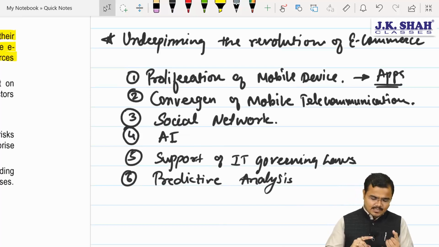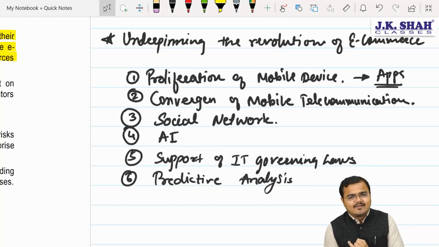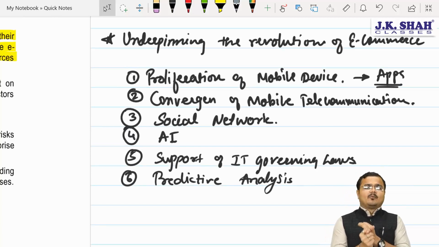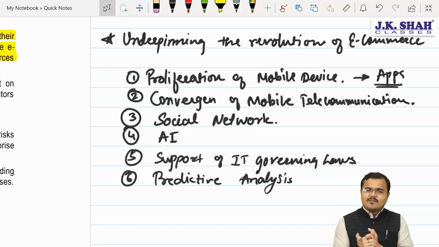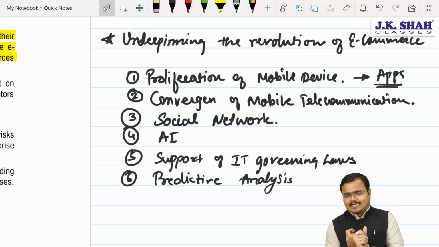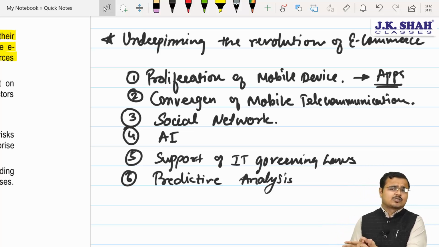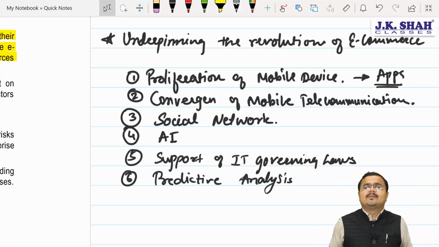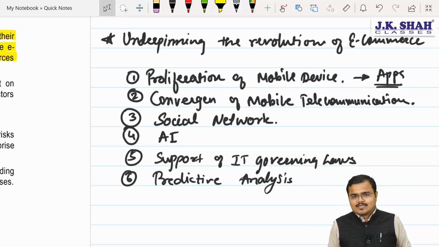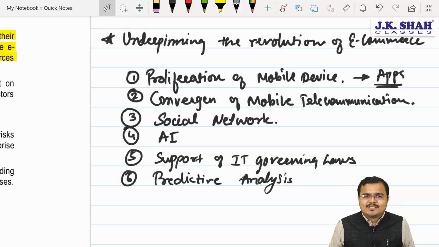First one is the proliferation of mobile devices, convergence of mobile telecommunications, network availability, social networks, artificial intelligence, technology supported with the IT Act, governing IT Acts also, and predictive analysis. These are the major areas which allow every business organization to think once again and to shift easily from traditional to e-market. Understood, chartered?